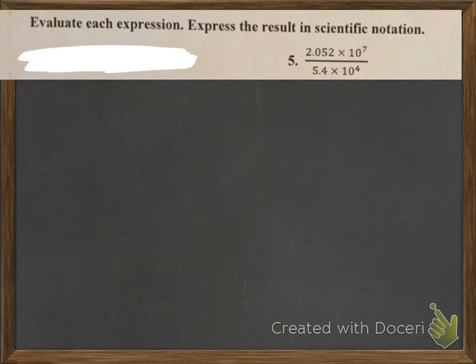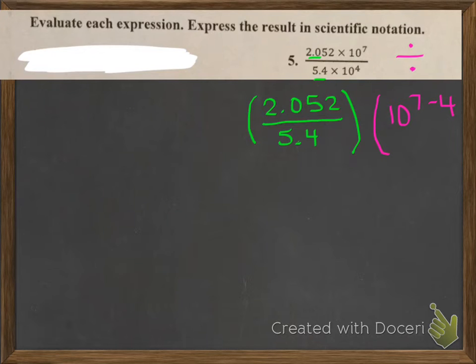Remember, that fraction bar that you see there means division. So we're going to first set it up as a division problem, where we separate out the 2.052 and 5.4. We're going to separate those from the exponents. So you can see that I've done that here. Then we're going to deal with the exponents. When you divide exponents, the opposite of adding them, we subtract. Because we're dividing, it's going to be 10 to the 7th minus 4.